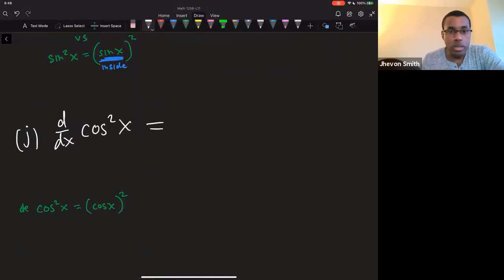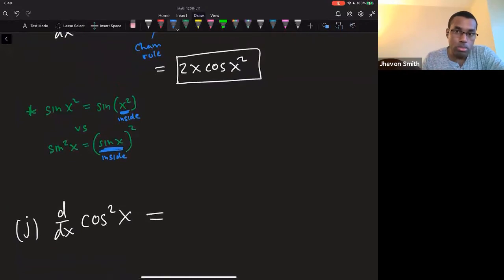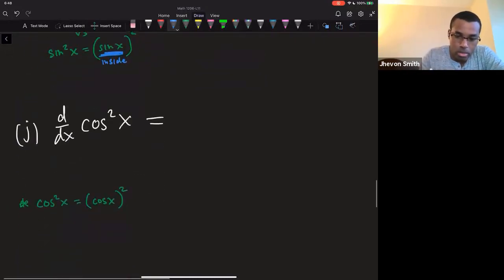So again, this is applying the chain rule, but the chain rule is being applied with the cosine being the inside and the square being the outside, as opposed to the cosine being the outside and the square being the inside. So again, it's the chain rule here. But it's applied very differently.